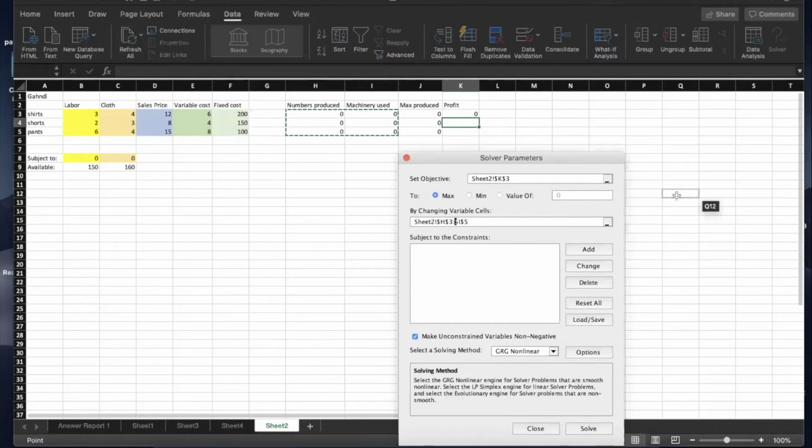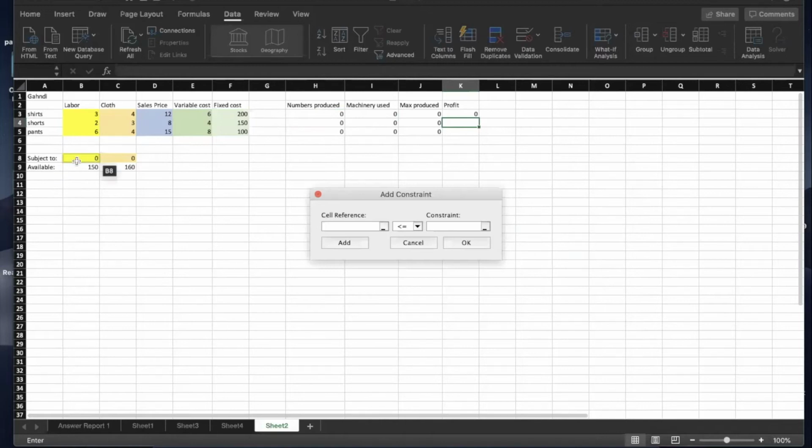Let's start adding our constraints. The first constraint would be our labor constraint. Again, in the subject to highlighted in yellow, we had how much of labor we used, and that needs to be less or equal to 150. For the quote constraint, we do the same thing. We do the subject to for the quote less or equal to 160.